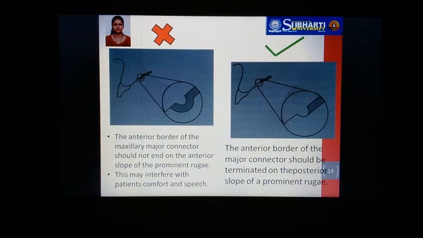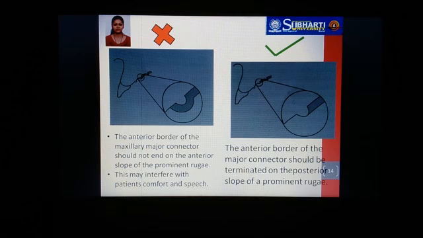In the first figure you can see the anterior border of the maxillary major connector should not end at the anterior slope of the prominent rugae. Just like we talked about, that it should be at least 6 millimeters away from the gingival margin. It should not end on the anterior slope of the prominent rugae, because it might interfere with the comfort obviously, and secondly the speech. So what should be done? The anterior border of the major connector should terminate at the posterior slope of the prominent rugae.